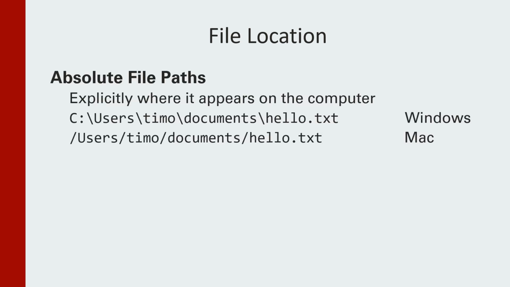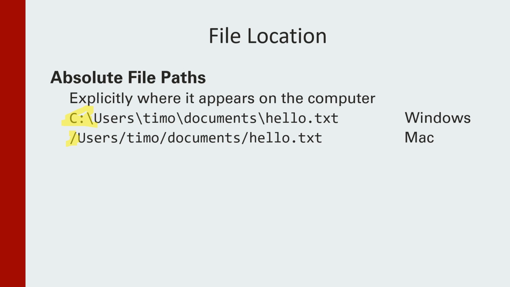To be able to read a file into your program, you need to know where the file location is. There's a concept of absolute file paths, which is explicitly where something appears on the computer. And generally on Windows, you have this C: at the top and you use backslashes, whereas on a Mac or Linux, you're normally going to have this /, and it's normally Users. You can also see like usr.